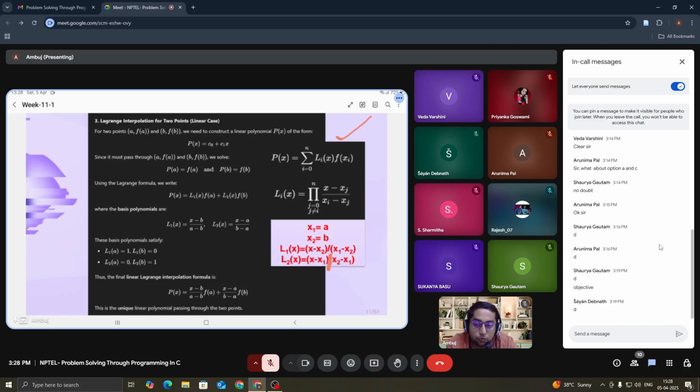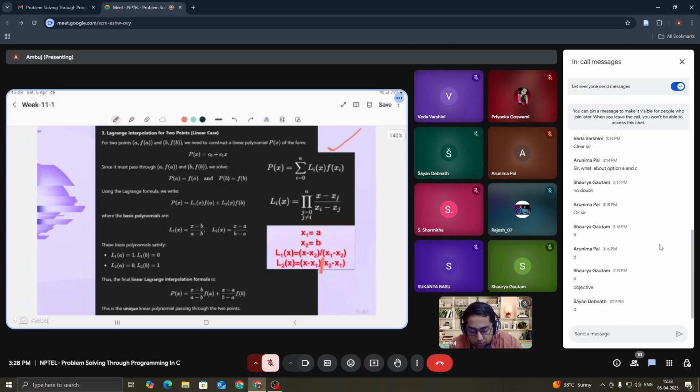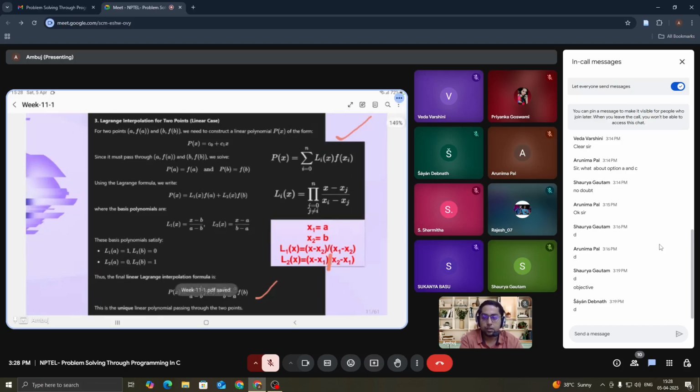The final Lagrange polynomial, or Lagrange interpolation formula, will be P(x), which is L1(x) f(a) plus L2(x) f(b). Substituting L1(x) and L2(x), you will get this expression: (x minus b) over (a minus b) times f(a) plus (x minus a) over (b minus a) times f(b). This is the unique linear polynomial which is passing through the 2 points.